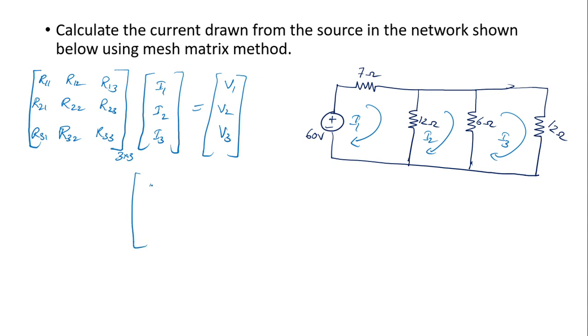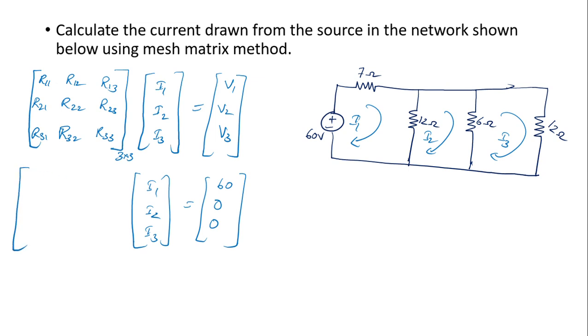Your column matrix I1, I2, I3 will not be changed, you don't know the values, and here you have 60. Then you can see in the second mesh there are no voltage sources, so it will be 0. In the third mesh there are no voltage sources, so that will also be 0.